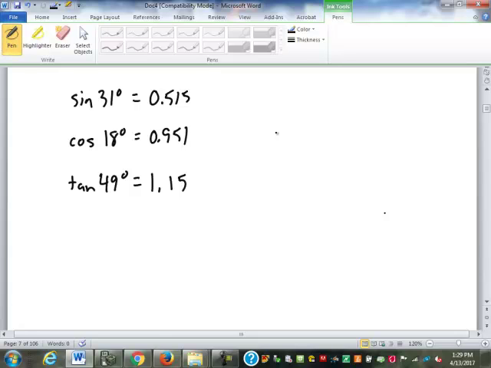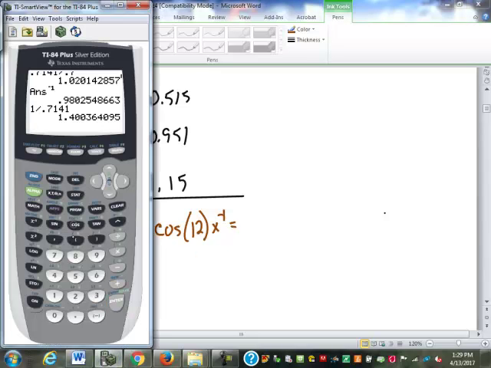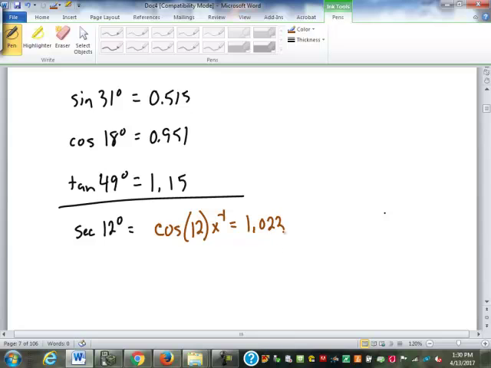Well, calculate for me the secant of 12 degrees. How do we do that? It's cosine 12, close parentheses, and that reciprocal key, right? What does that give us? 1.0223. We'll go with 1.022. That's good enough.